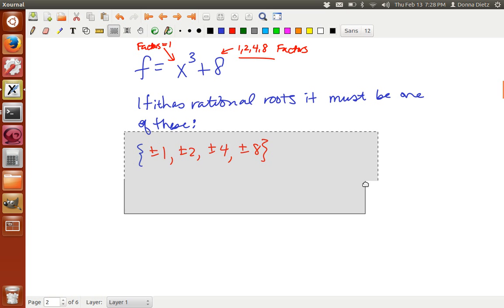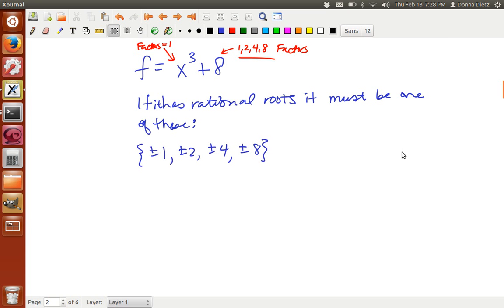I'm sorry that I started writing in red. There we go. Okay, so we go back and say, well, let's try f of 2. That's not going to work: 8 plus 8 is 16. But aha, we're pretty close. f of negative 2 is 0. Yes, negative 2 was in this list. So what the theorem is saying is that if at least one of the roots is a rational number, that means an integer over an integer, then it has to be in this list, and that worked.